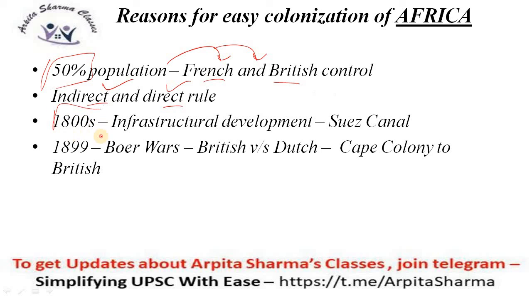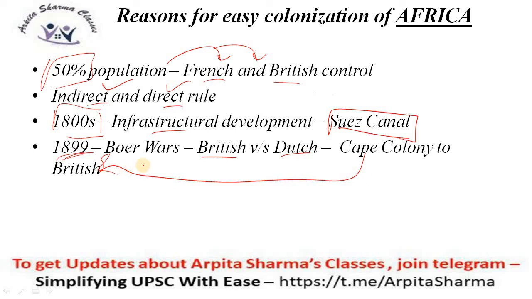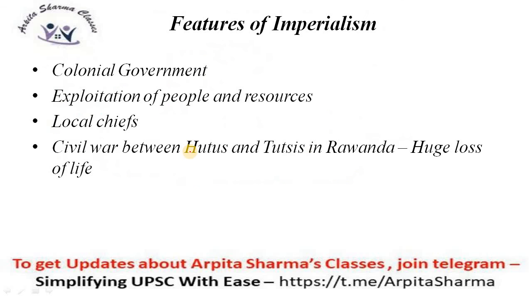By the 1800s, Britain tried to colonize Africa through infrastructural development. For example, they built the Suez Canal so that it could reduce the distance between two destinations. Then by 1899, the Boer Wars took place. That was the British versus the Dutch, and hence Cape Colony was given to the British. So, indirectly or directly, Africa was already under Britain's control. So it was quite easy to divide the colonies of Africa amongst different nations.